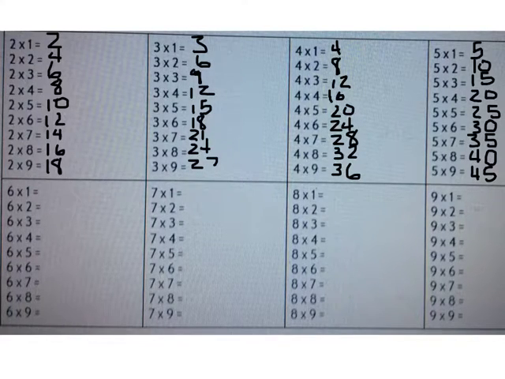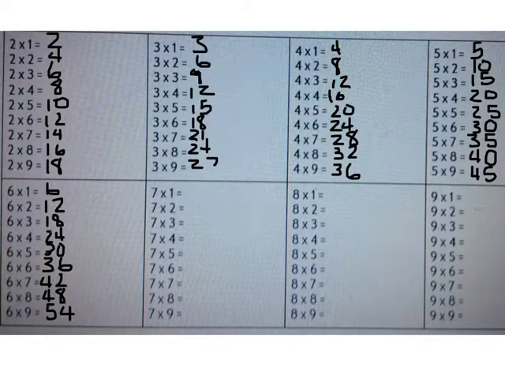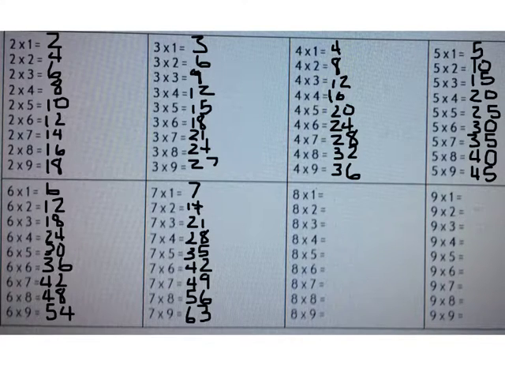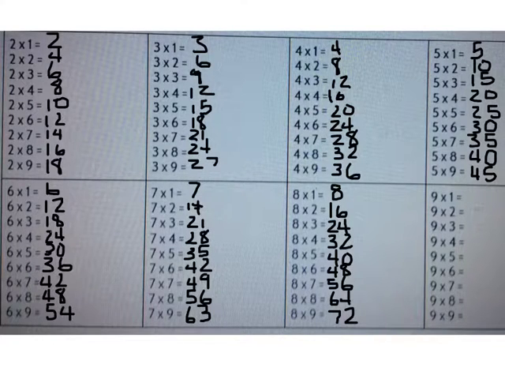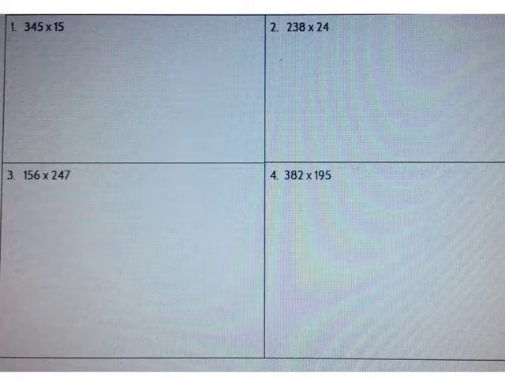Now write your 6's on your paper, then enter them on the screen. Check to make sure your 6's are correct. Now write your 7's on your paper, then enter them on the screen. Check to make sure your 7's are correct. Now write your 8's down on your paper, then enter them on your screen. Check to make sure your 8's are correct. Now write your 9's down on your paper, then enter them on your screen. Check to make sure your 9's are correct. Now that we've got our multiplication facts down, let's jump into our do now.